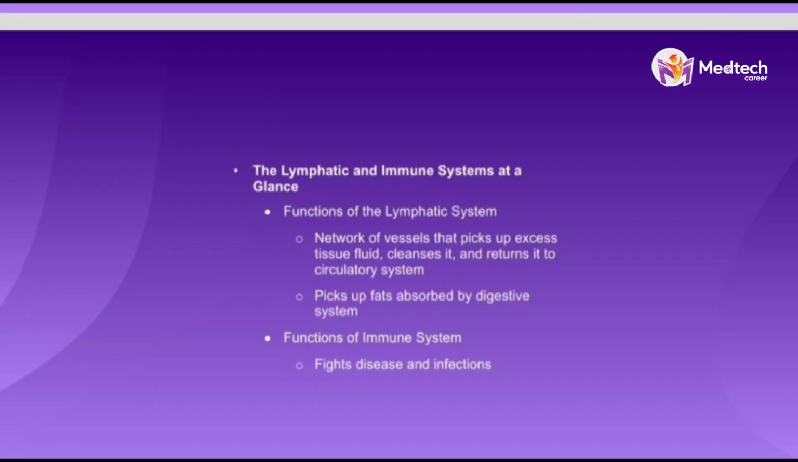Okay. Now we see about the lymphatic and immune system at a glance. So the functions of the lymphatic system: a network of vessels that picks up excess tissue fluid, cleanses it and returns it to the circulatory system. Next, it picks up fats absorbed by the digestive system. Another function, of the immune system, is that it fights disease and infections.